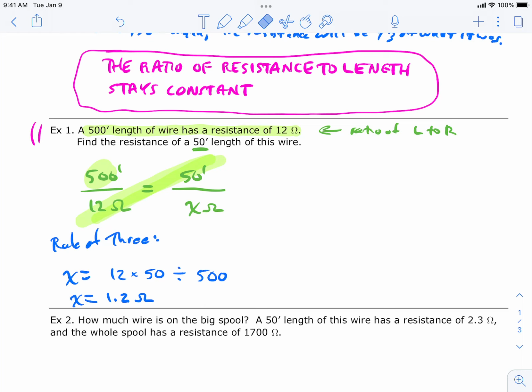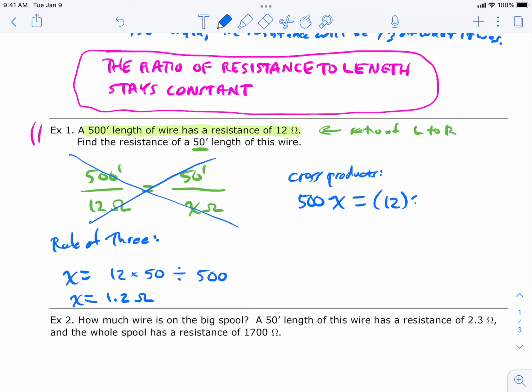I'll just show this once, maybe, but I'm sure a lot of you have heard the old "cross products are equal." So let's take a moment to see what would happen if we did this by cross products. We'd probably say 500 times X on this diagonal is the same as 12 times 50 on this diagonal. So if you multiply the 12 times the 50, you get 600. And then, to get X by itself, you would divide both sides by 500. You would get 600 over 500, which is, guess what, 1.2.